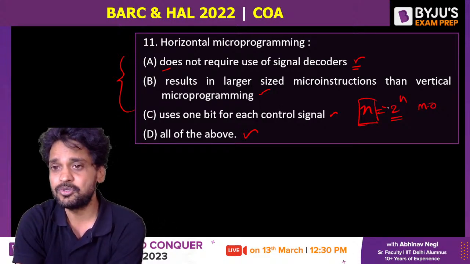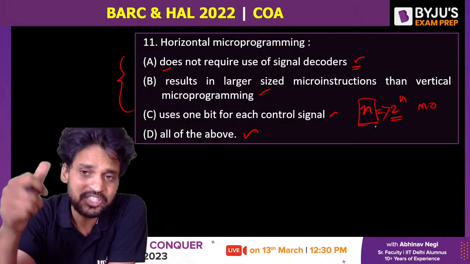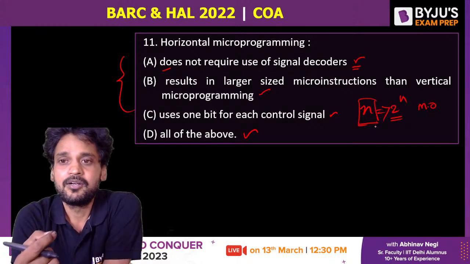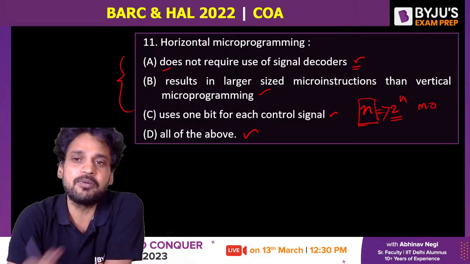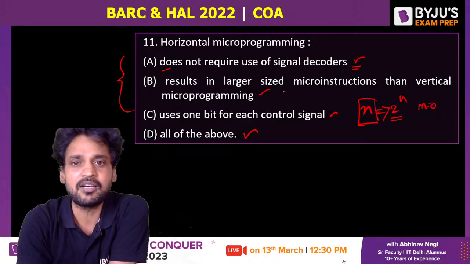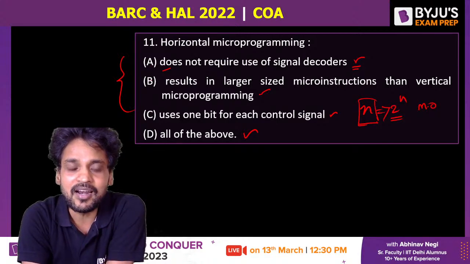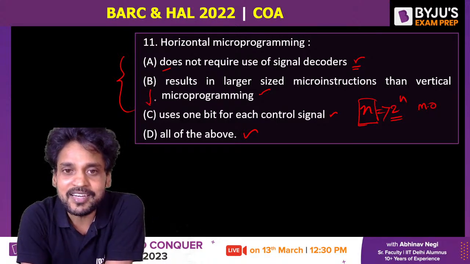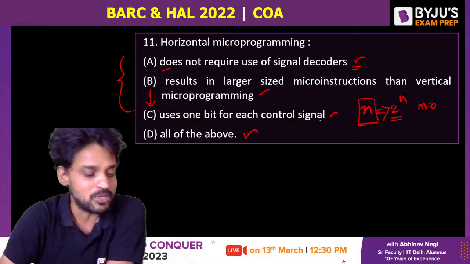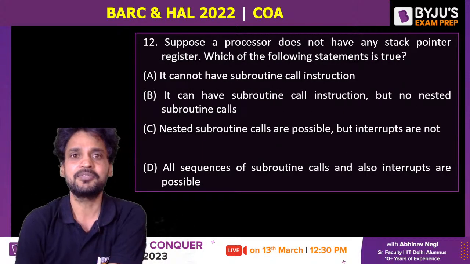If n bits give you 2 power n combinations, then we do require encoders and decoders. When each bit is tied to one possible micro operation, we don't require either encoders or decoders. So it results, of course, in larger size micro instructions. Obviously, A and B are interrelated and these two will be related to C. Use 1 bit for each control signal. Very simple. I don't need to elaborate much.